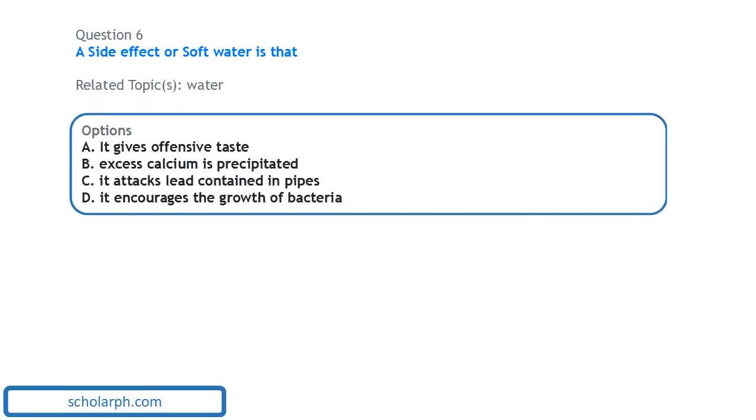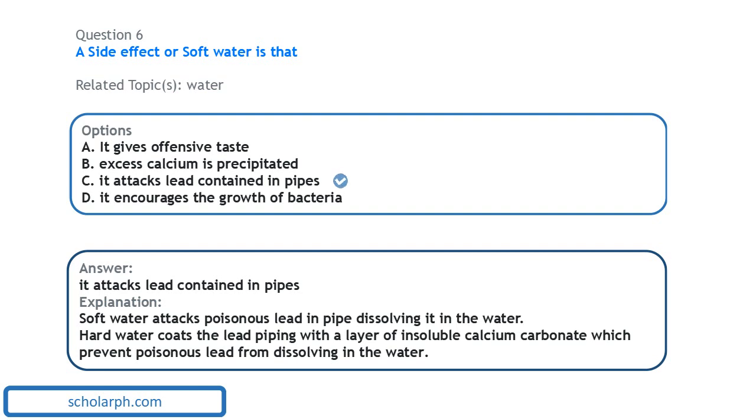A side effect of salt water is that salt water attacks lead. It reacts with lead that is contained in pipes. It dissolves the lead in those pipes. The lead in those pipes is going to dissolve in the salt water, and that lead is poisonous.